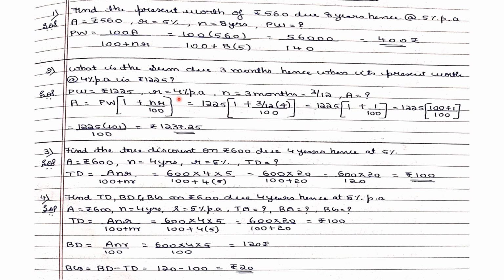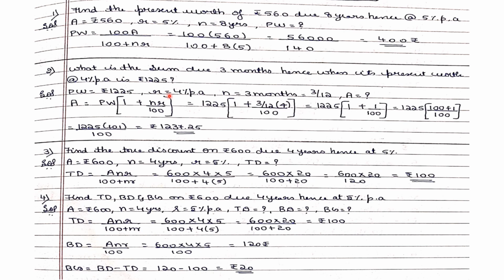Your second problem: what is the sum due 3 months hence when its present worth at 4% per annum is 1225? So here you have to find out the sum. Sum is nothing but amount, A, you have to find out. So when its present worth value is given, the present worth value is 1225.